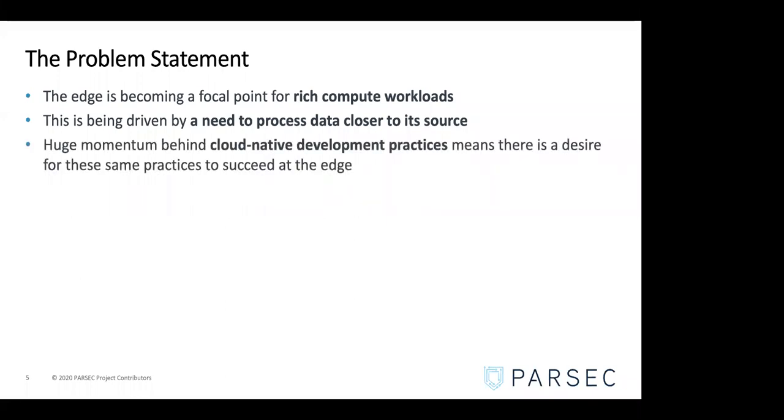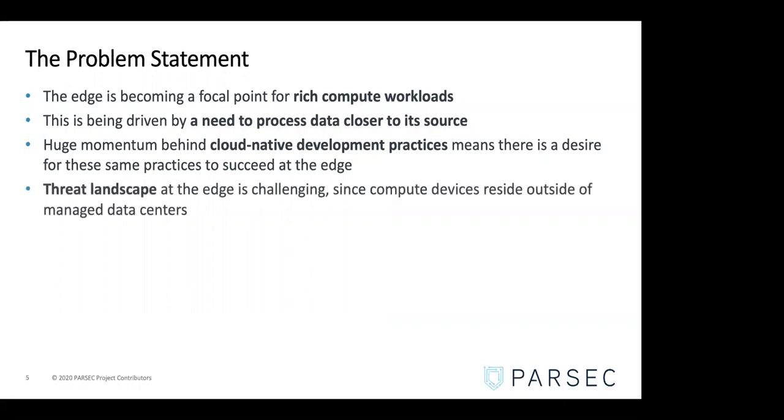And in a more elastic and cloud-like layer, we want to have cloud-like development and deployment practices. We want to containerize, we want to orchestrate, we want to make use of that huge momentum that we've built up with cloud-native development practices. And we want those practices to succeed for us at the edge. But that's a challenge. And one of the reasons it's a challenge is that we have fleets of edge devices that reside outside of the cloud. The threat landscape is different, and it's a threat landscape that we need to address in the security architectures that we deploy.